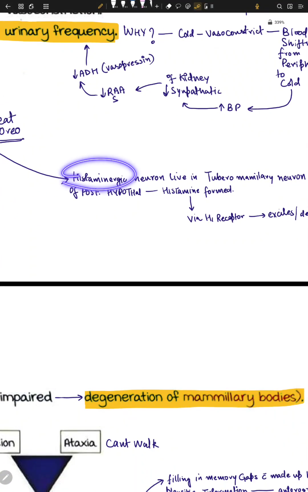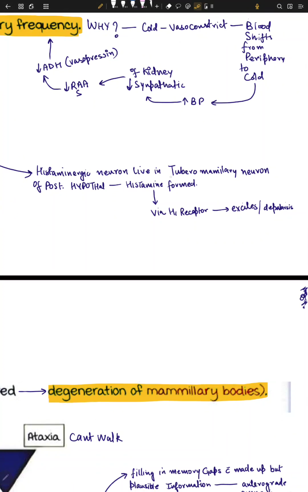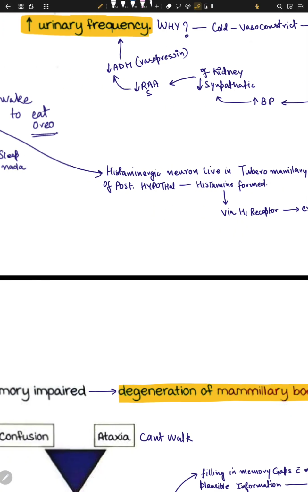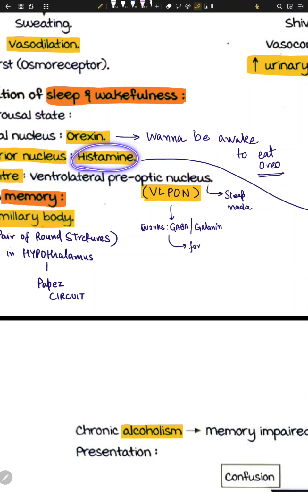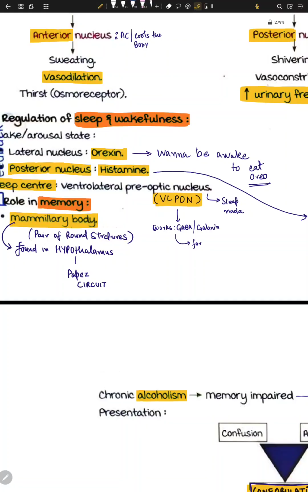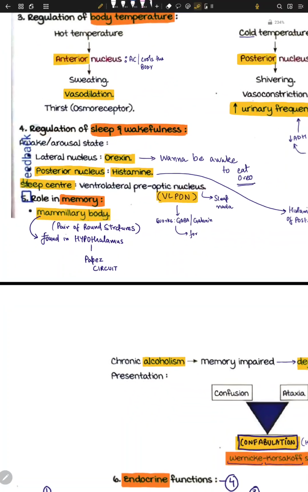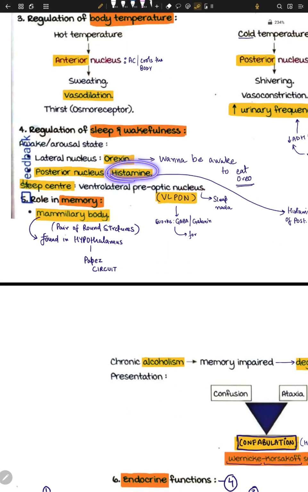And histaminergic neurons live in something called tuberomammillary neurons of posterior hypothalamus, and this histamine is formed there, and via the H1 receptors it excites and depolarizes you. So histamine depolarizes you. It really makes you feel awake, okay? So if you are giving any sort of histamine blockers, you will feel sleepy.